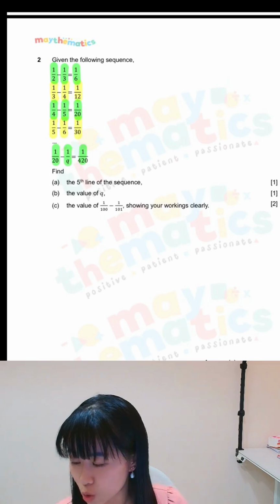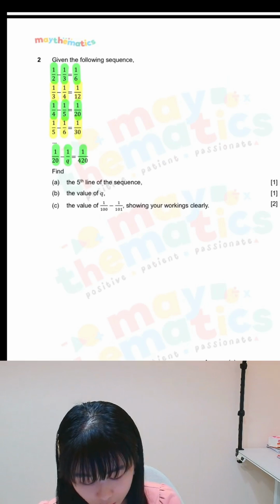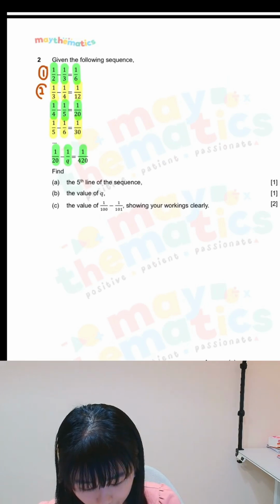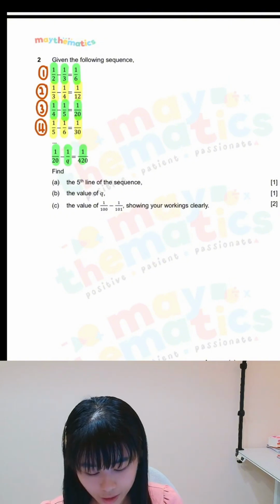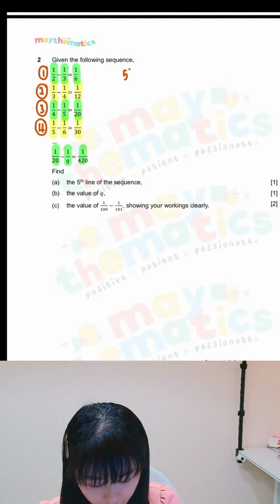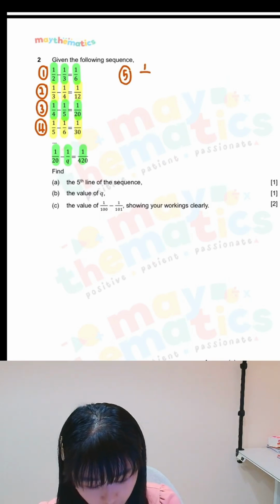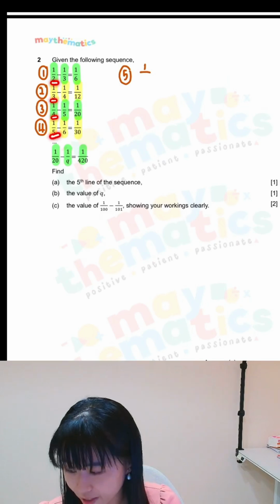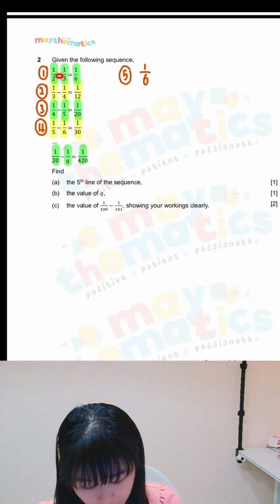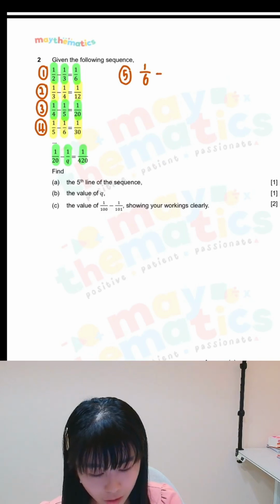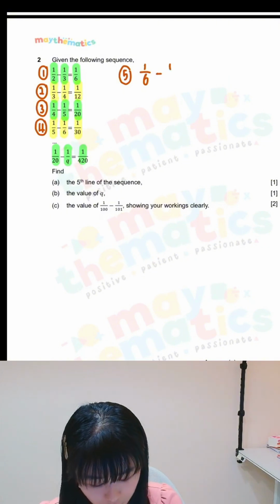Okay, so the fifth line of the sequence. If you see here, this is the first line of the sequence, this is the second line, this is the third line, this is the fourth line. So the fifth line, you see a pattern already. 1 over what? Here is 2, 3, 4, 5, so the next one must be 6. Here is minus, minus, minus, minus. Here is 3, 4, 5, 6, so the next one is 7.